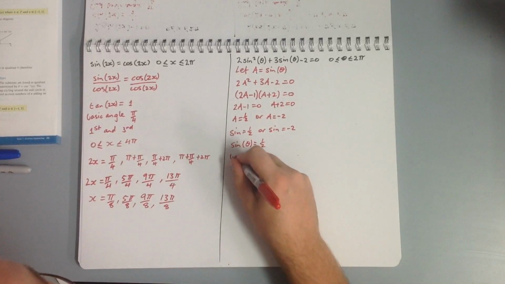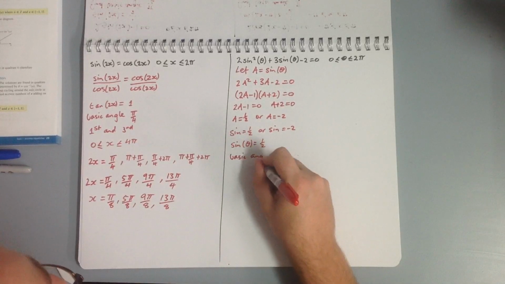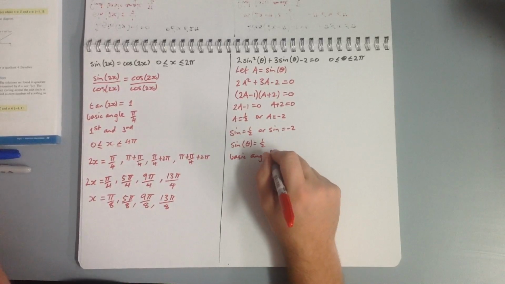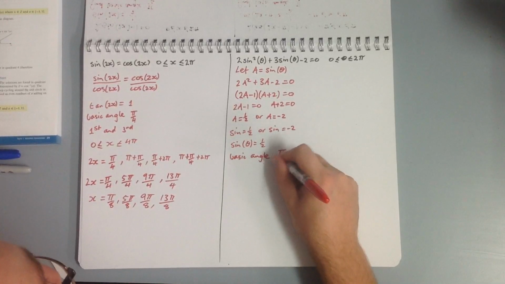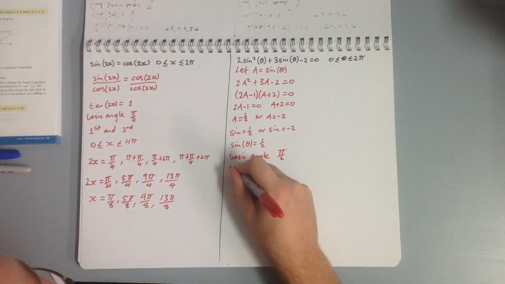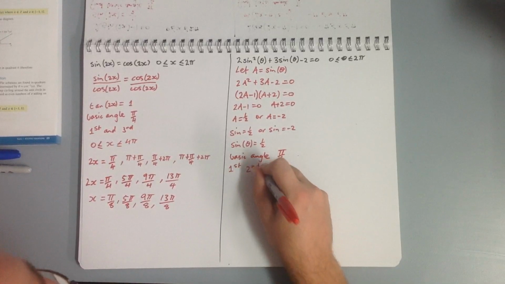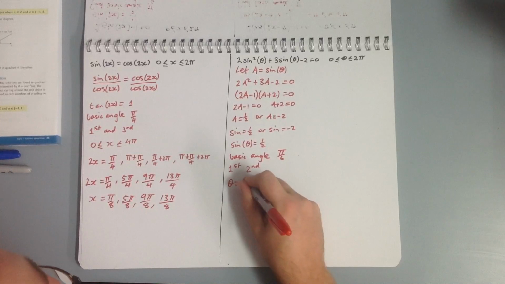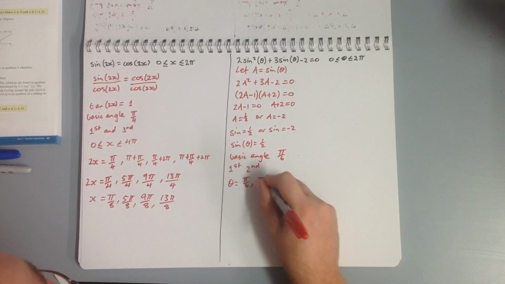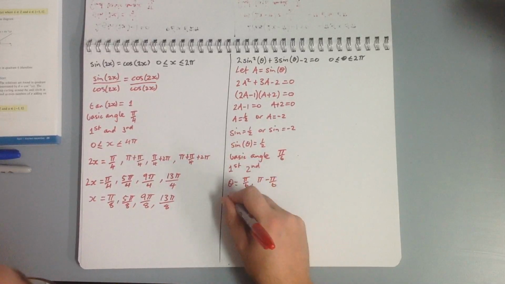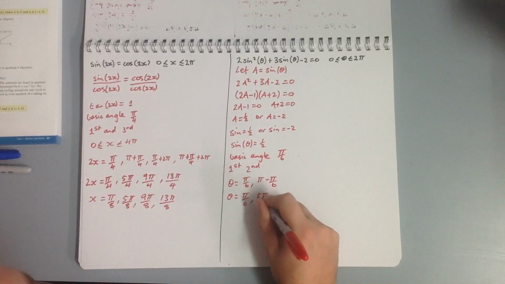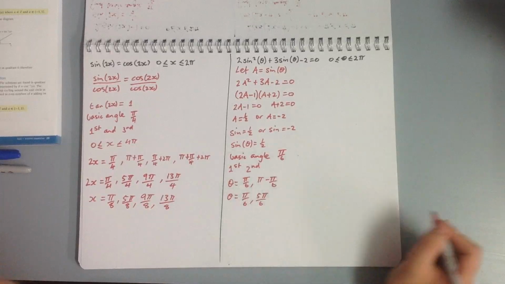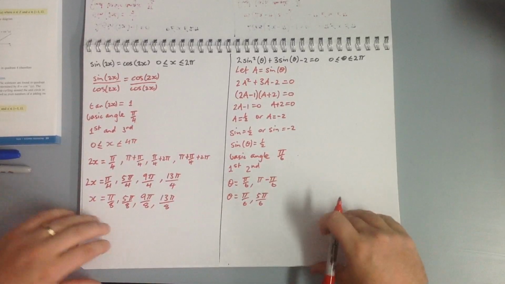So basic angle, when is sine equal to a half? That's pi on 6. Positive in the first and the second. So theta equals pi on 6 and pi minus pi on 6. So theta is going to equal pi on 6 or 5 pi on 6.